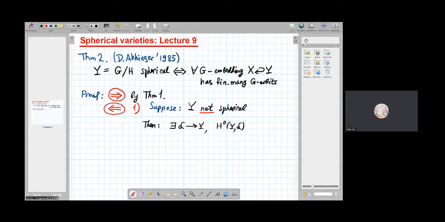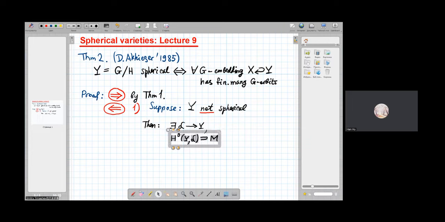And since Y is not spherical, there exists a line bundle such that the representation in the space of global sections of this line bundle is not multiplicity free. This means that this space of sections contains a G submodule, say M. Maybe I'll put it on the next line because I have not enough space here.